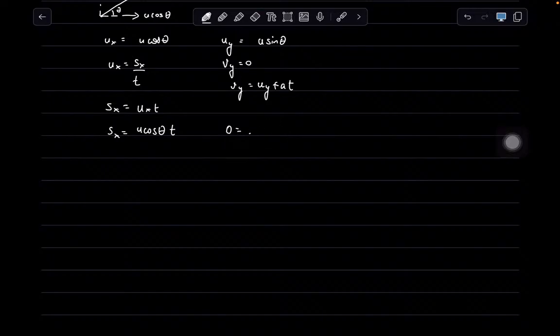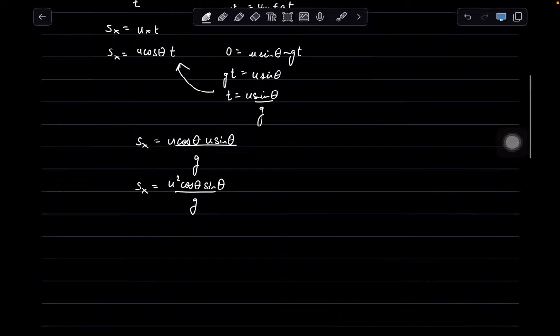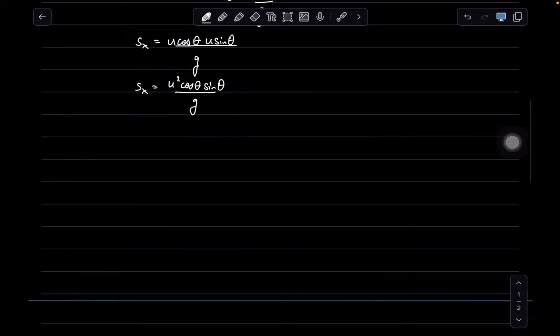I'll write that down a bit better. So u sine theta minus gt equals 0, so that means gt is u sine theta, and t is really just u sine theta by g. Now we can simply plug that t in here, so I get that sx is u cos theta times u sine theta by g. So that just tells me that sx is u square cos theta sine theta by g. That gives me the value for sx.